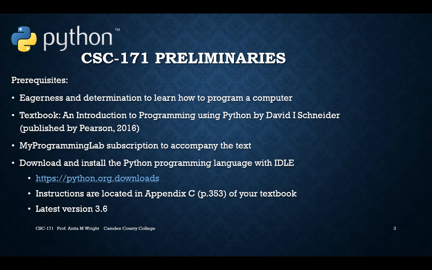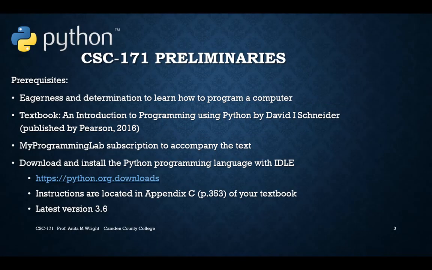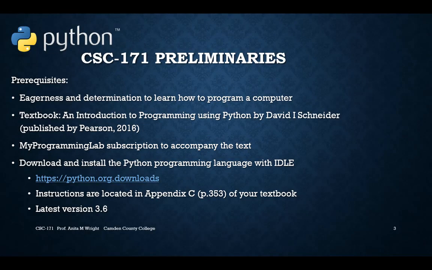There are no formal course prerequisites for CSC 171. However, an eagerness and determination to learn how to program a computer is required. The textbook is an Introduction to Programming using Python by David Schneider. This is published by Pearson. You will also be required to purchase the My Programming Lab subscription that accompanies the textbook. Here you will practice the programming syntax of the Python language so that you can quickly become adept with it.